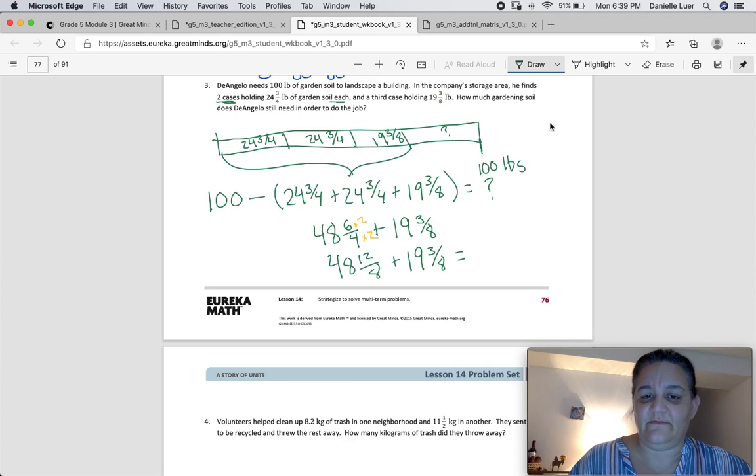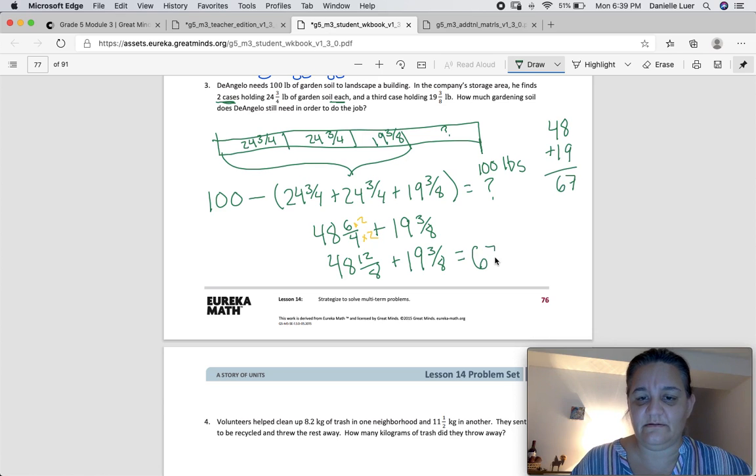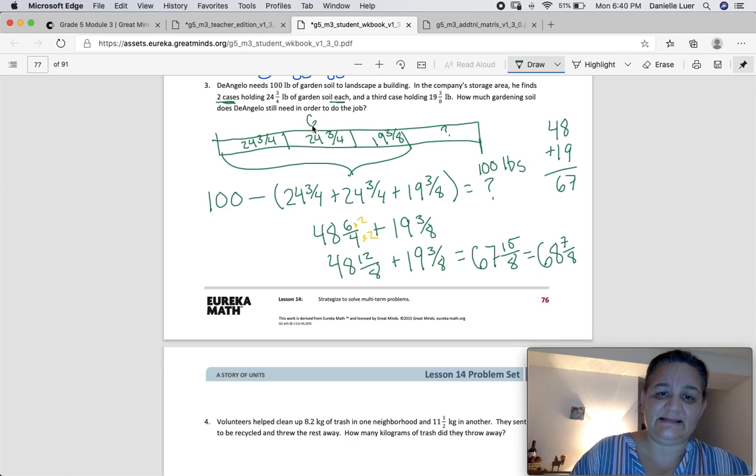let's see, 48 is getting late at night, so my brain math is a little bit tired. Okay, 16 is 17, 1 is 5 is 6, 67, and 15/8, but look, that's improper, so I'm going to change it into 68 and 7/8. Now that's just the first part, okay? So now I know what this means, 68 and 7/8. That's this part of the job.